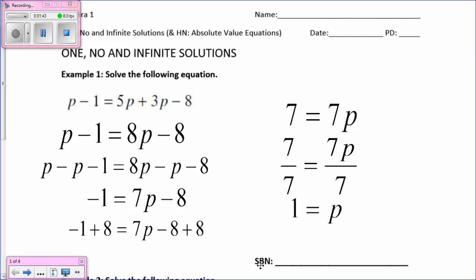Now, SBN stands for set builder notation. That's just my shorthand for it. To write this in set builder notation, remember, it's just the curly brace, your variable, a line, and then what your answer was. So this basically just says what all the possible answers are. Now that we can have more than one solution, it's really helpful. It says it's the set of all possible p's such that p equals 1. This one we only have 1, but we'll have different rules in here.